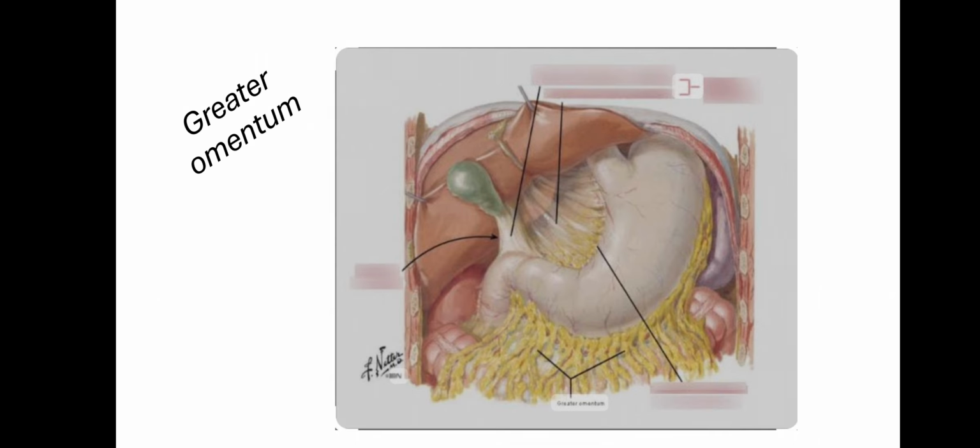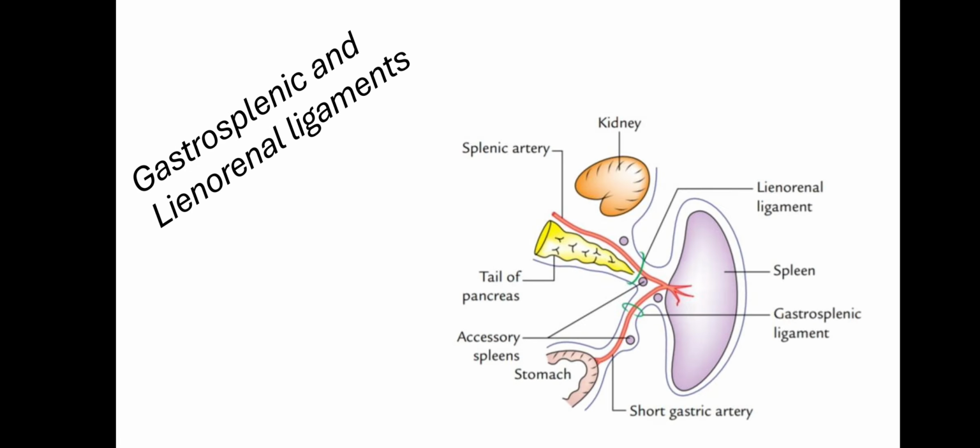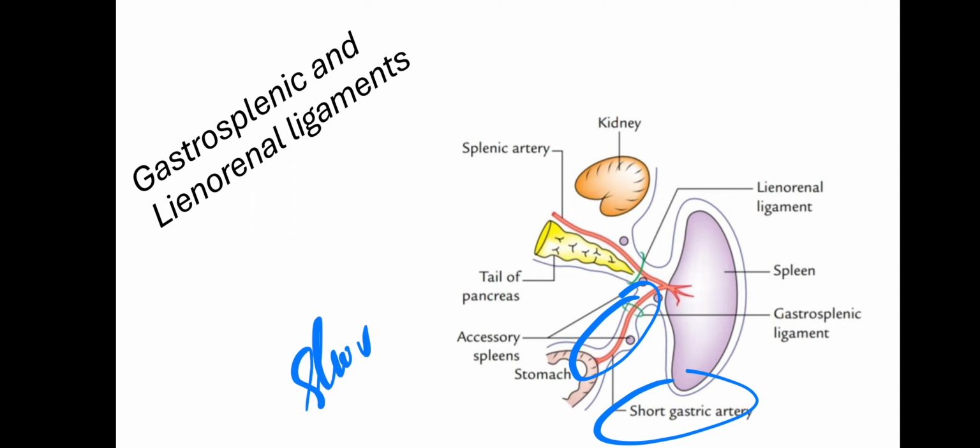What are the contents of the greater omentum, that is attached to the greater curvature of the stomach? We have the right gastroepiploic artery from the gastroduodenal artery and the left gastroepiploic artery from the splenic artery seen within the greater omentum. What are the contents of the gastrosplenic ligament? Between the stomach and the spleen, we have the short gastric arteries.